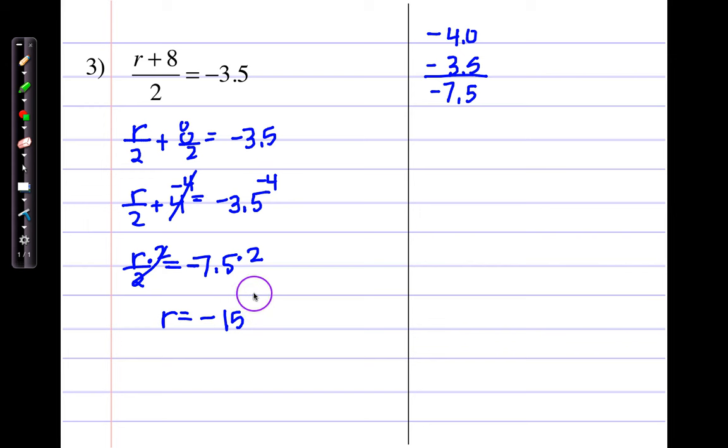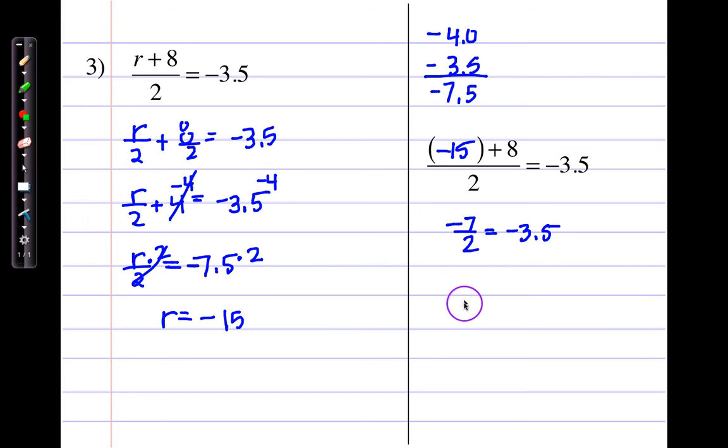But once more, you're not done. You're going to have to plug it into the original problem. So notice again, instead of r, I just put parentheses for a spot so I can plug in my answer, but everything else looks identical. Put negative 15 here. Negative 15 plus 8 is a negative 7/2 equals negative 3.5. Well, let's see. Half of negative 7 is negative 3.5. Does negative 3.5 equal negative 3.5? Yes, so I know that my answer is correct.